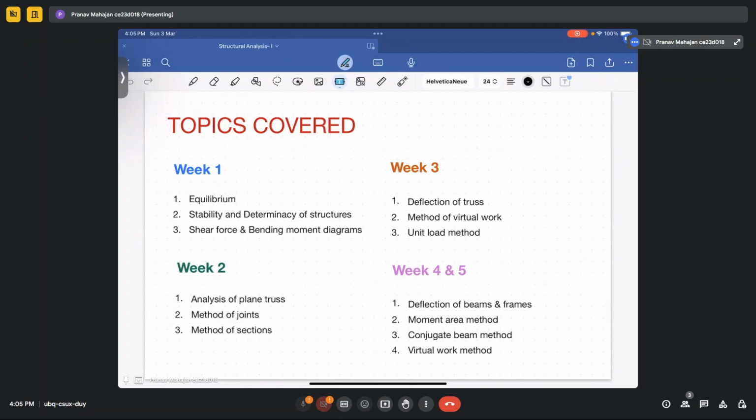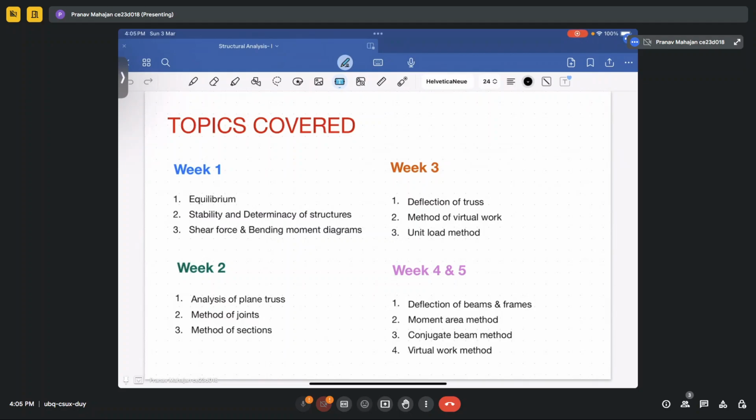In the method of joints, we try to find out the forces at a particular joint using the concept of equilibrium equations, that is, the summation of forces either in the horizontal direction or in the vertical direction equal to zero, and the moment at a particular point equal to zero. So these three equilibrium equations we use to calculate the unknown forces in a particular truss member.